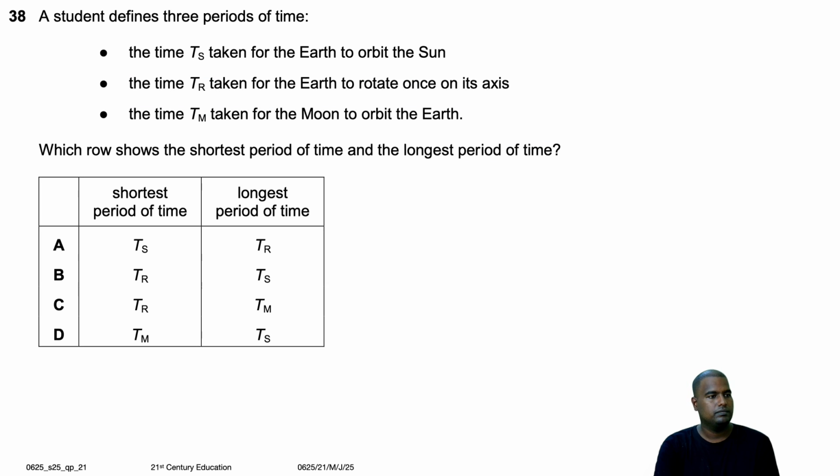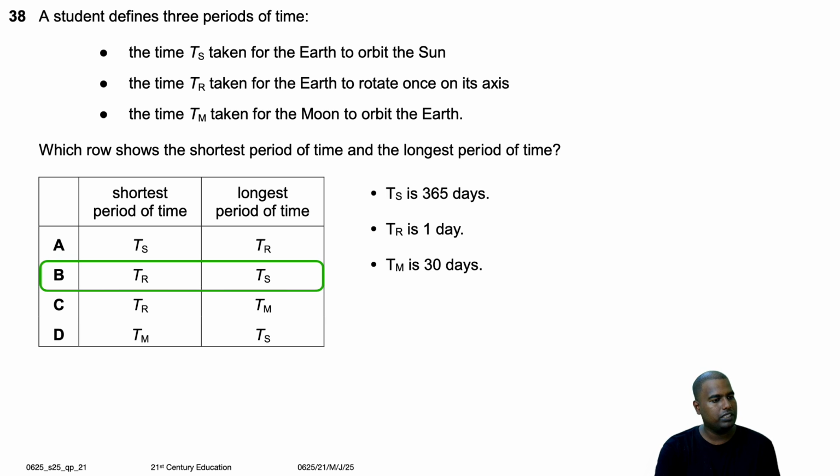A student defines 3 periods of time. TS, the time taken for the Earth to orbit the Sun. TR, the time taken for the Earth to rotate once on its axis. TM, the time taken for the Moon to orbit the Earth. We know that TS is 365 days, the time for the Earth to rotate once on its axis is 1 day, and the time for the Moon to orbit the Earth is about 30 days. So the shortest is TR, the longest is TS. So option B.